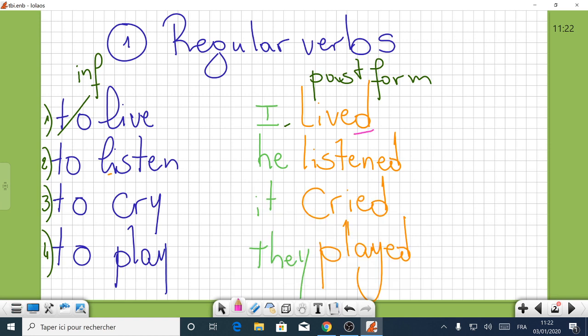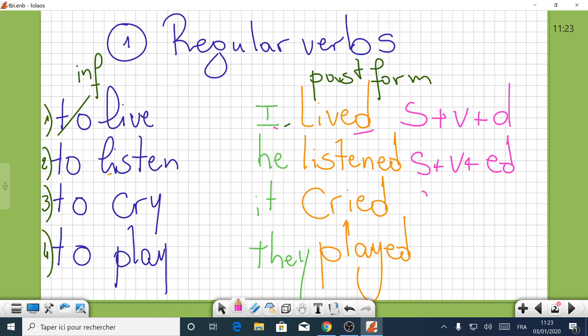So what is the rule here? The rule is subject, which is I, plus verb without to. Of course, I say bare verb here, plus D. Why D? Because we have e already here. So the first rule is subject plus verb plus D. And the second one here, subject, which is he, plus the verb in the infinitive, to listen, without to, plus ed.